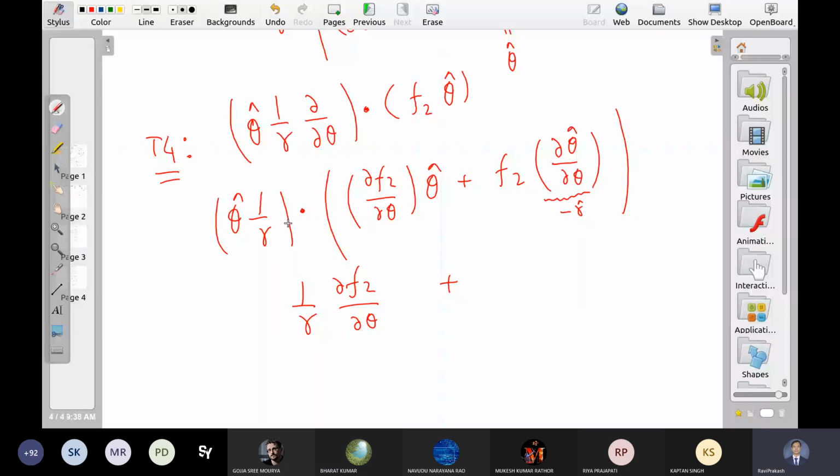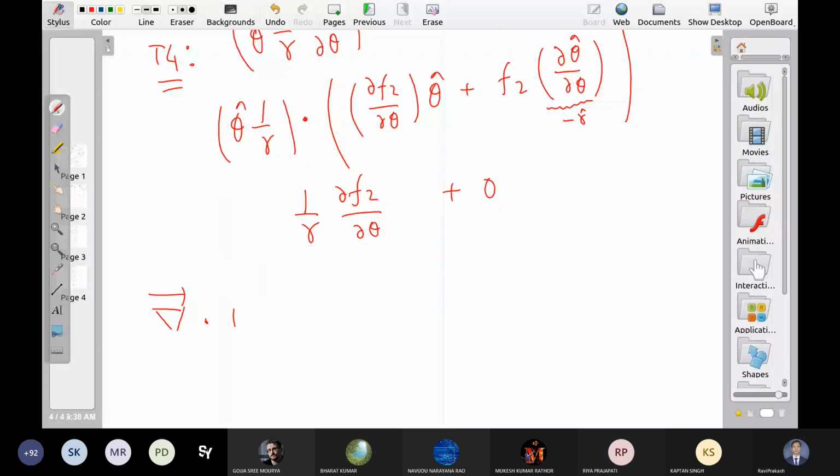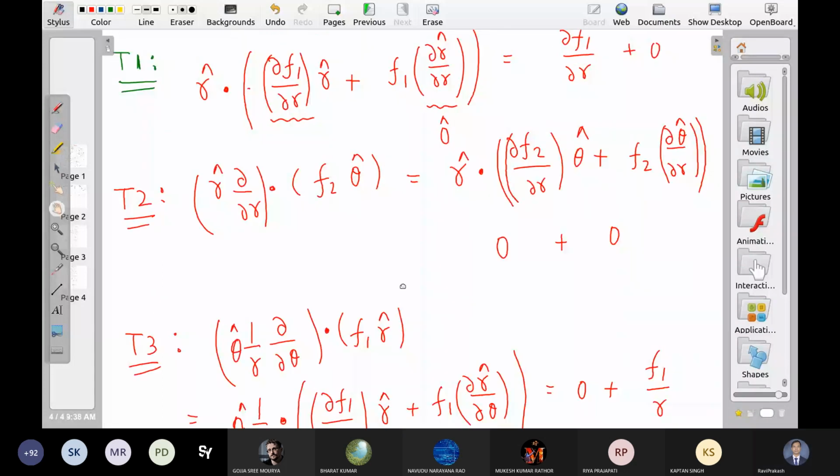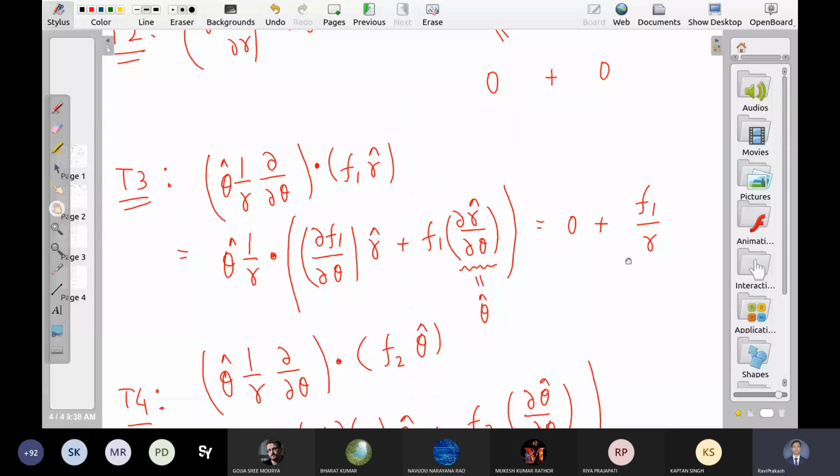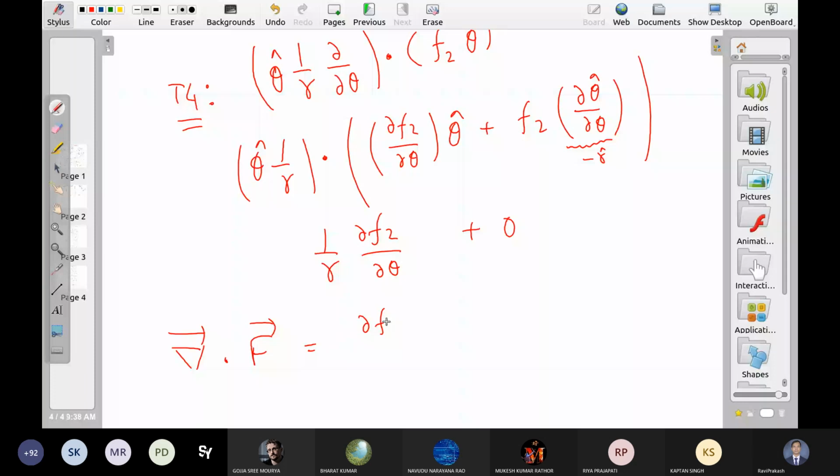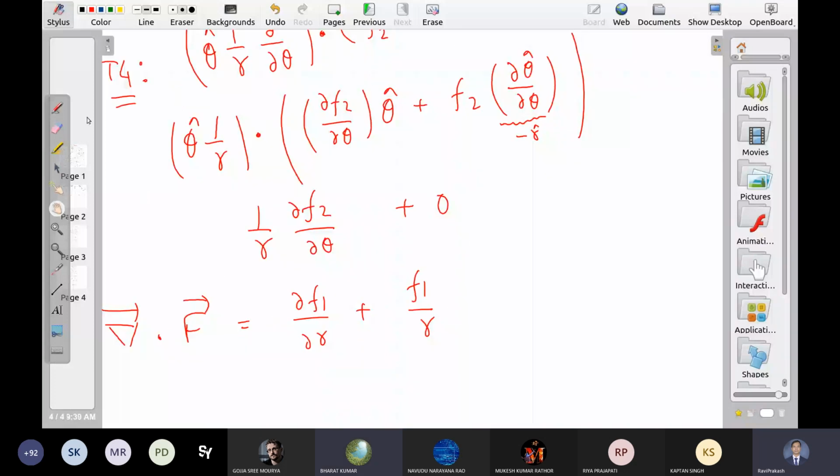So del dot f. Let us calculate all the terms. There was some result from T1, right? Del f1 by del r. Second term is 0 and f1 by r. Del f1 by del r plus f1 by r. Anything else? T3 gives anything? T4 gives this: 1 by r del f2 by del theta. So this is the divergence.